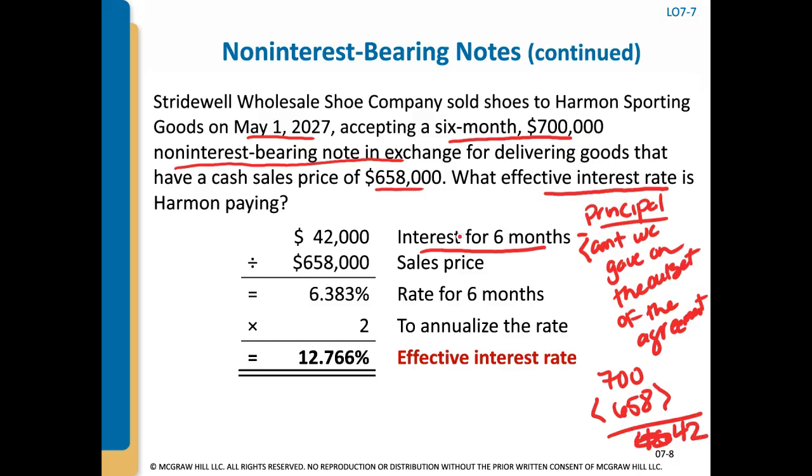So you take that divided by the sales price. So 42,000 divided by 658,000 gives you this rate. This rate is only for 6 months because this interest is only for 6 months, right? And then to annualize it, you multiply by 2 and you get this effective interest rate of 12.766%. So it's not exactly the same 12% as before, but it's close.